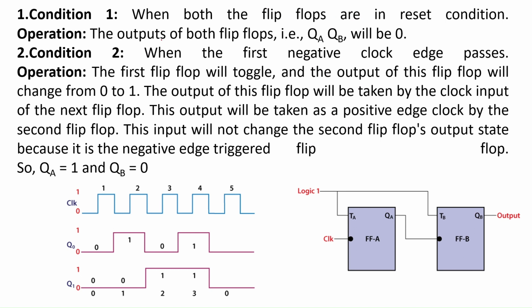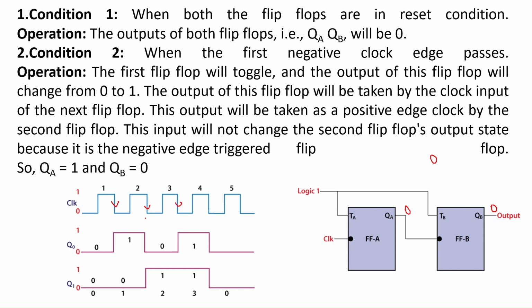The first condition is that initially both the outputs of the flip-flops are 0 0. QA and QB are 0, which represents the decimal count 0. When the clock signal arrives, consider these two flip-flops to be negative edge-triggered flip-flops. This is the clock signal and these are the negative edges.